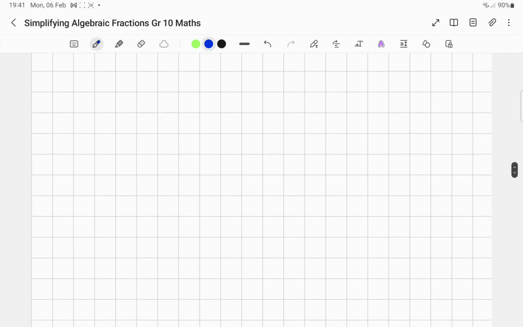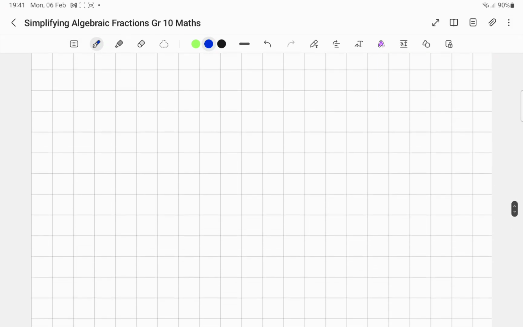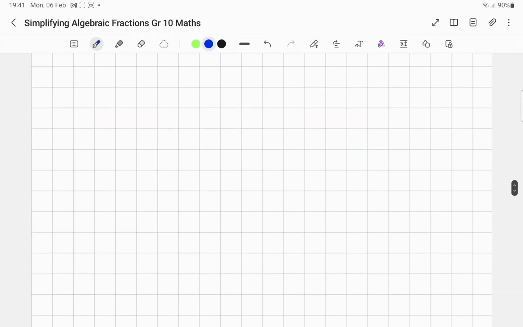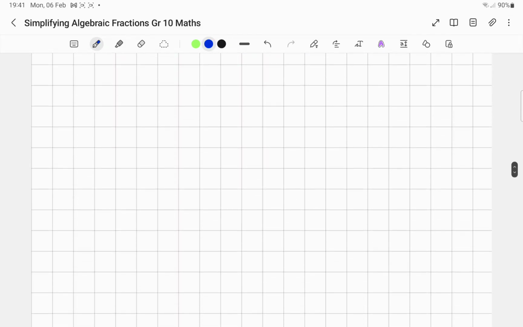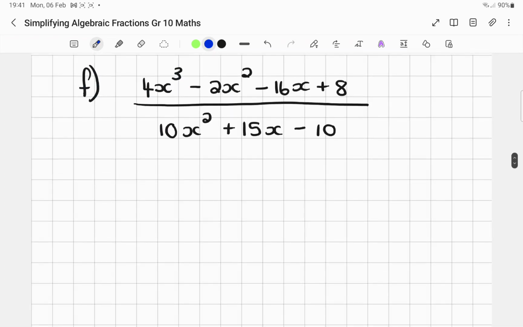All right, number F. I just want to quickly see how many we've got left. Okay, quite a few still. All right, number F. Let's quickly see.